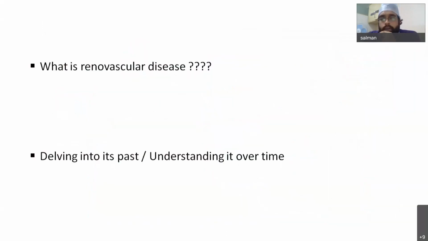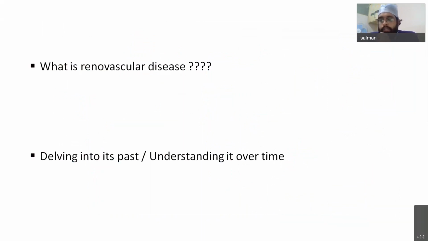So what is renovascular disease? It is basically a range of disorders that affect the renal artery structure and the kidney blood flow. The main effects due to this are hypertension and the loss of renal excretory function.